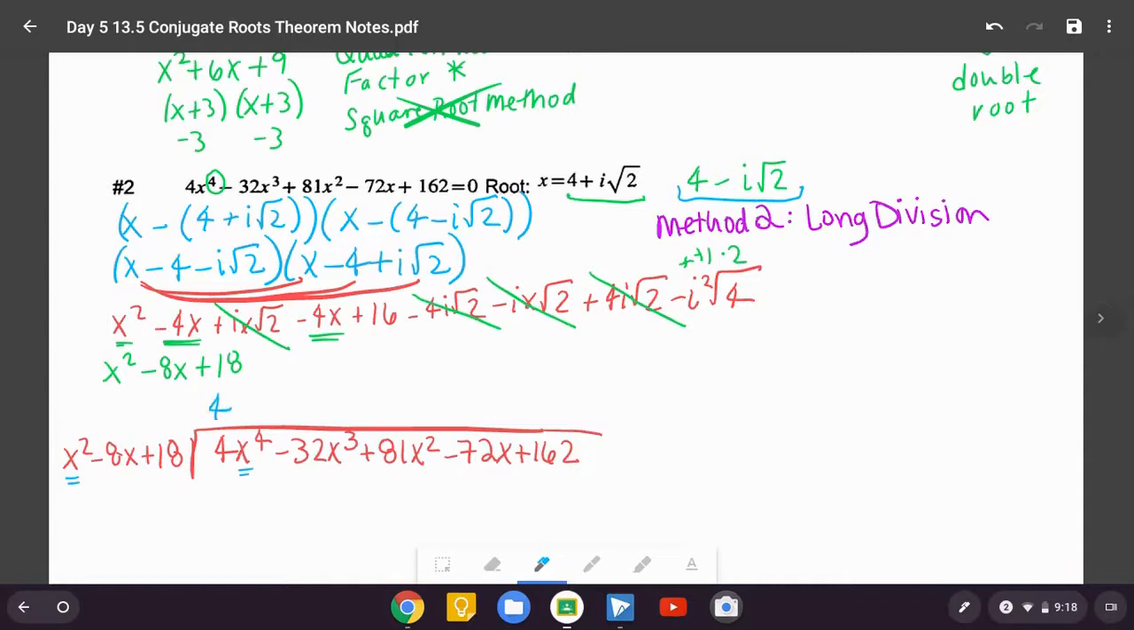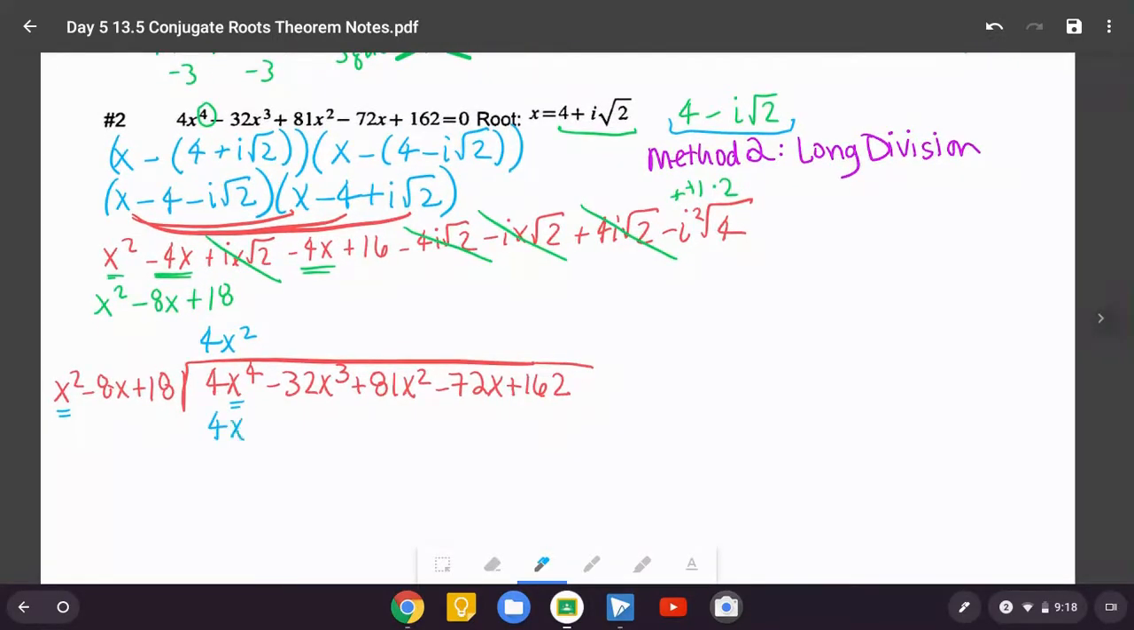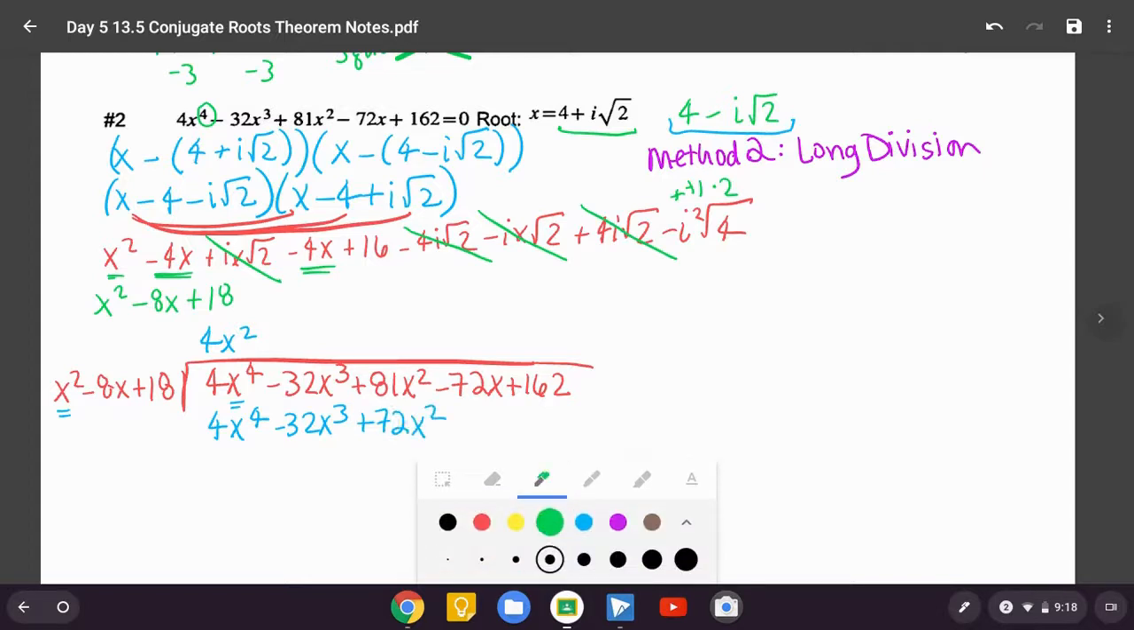That would give me 4x squared, and I need a higher degree of x's, so x squared times x squared will give me x to the fourth. All right, so I need to distribute the 4x squared to the divisor. So that would be 4x to the fourth minus 32x cubed plus 72x squared. All right, so I need to subtract.